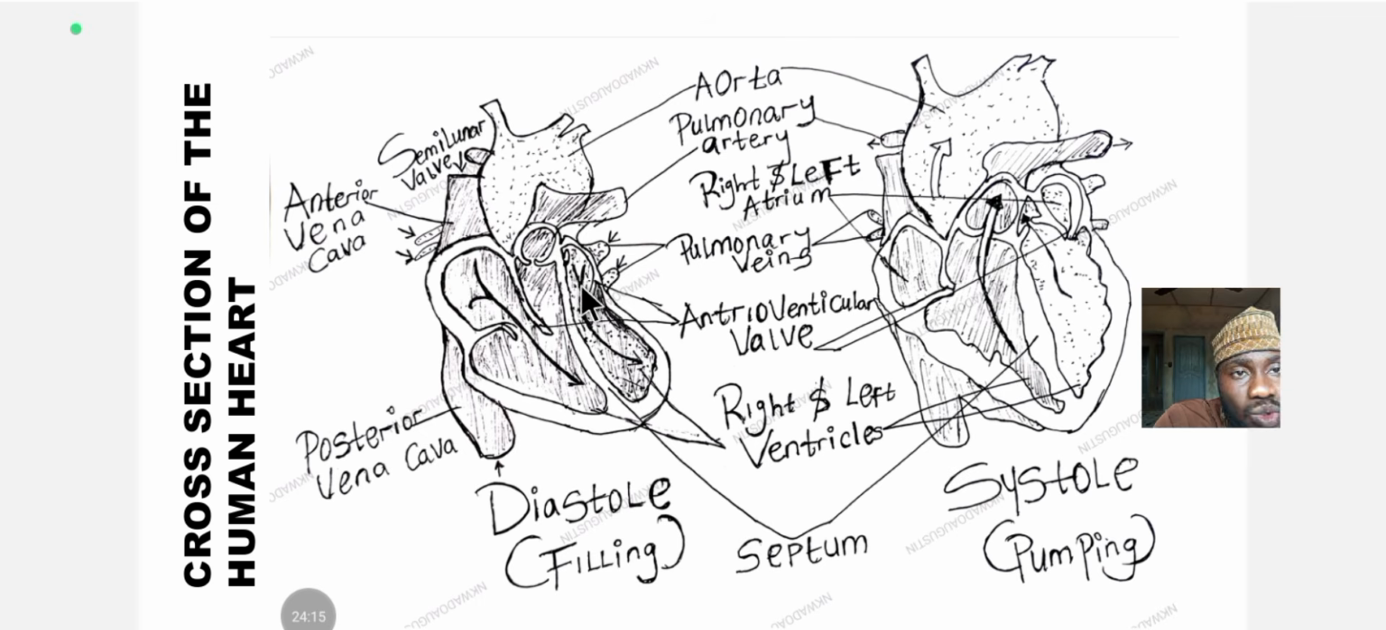And as soon as it empties into the left atrium, this valve here that separates the left atrium from the left ventricle opens. It's called the bicuspid valve. That's the two-way valve, the bicuspid valve. It opens and the blood empties into the left ventricle. Remember, the left ventricle has the thicker wall because it pumps blood throughout the body, throughout the systemic circuit. It needs a greater force. That's why it has an adaptive feature of a thicker wall.